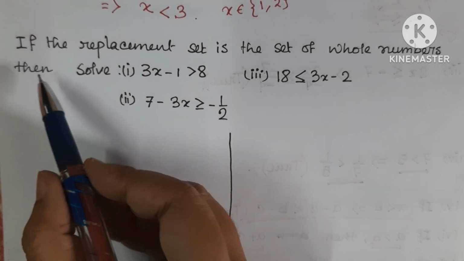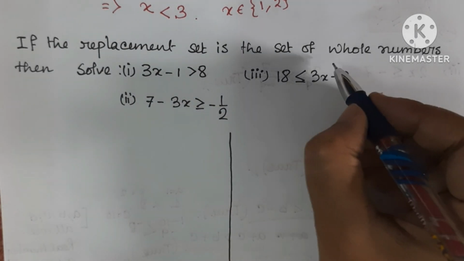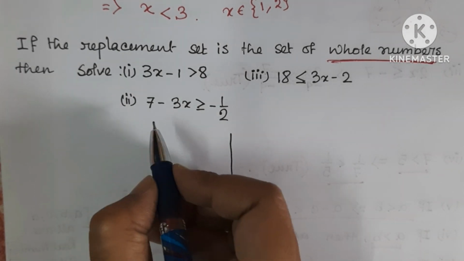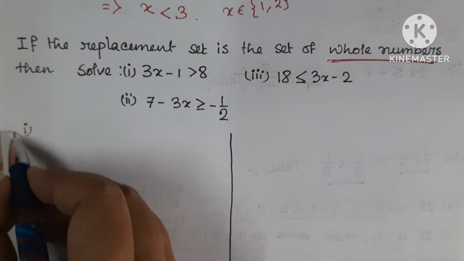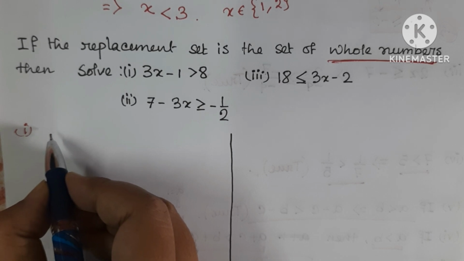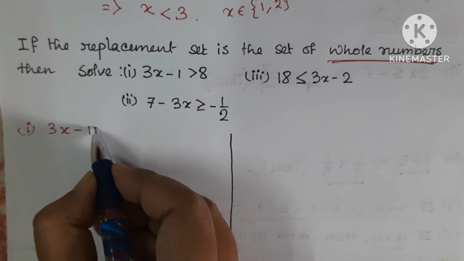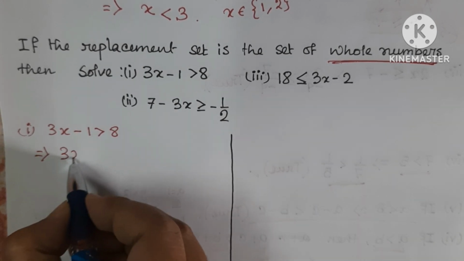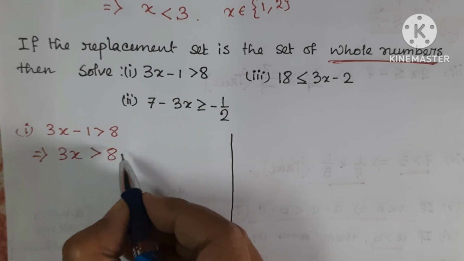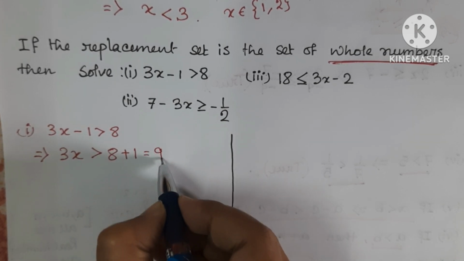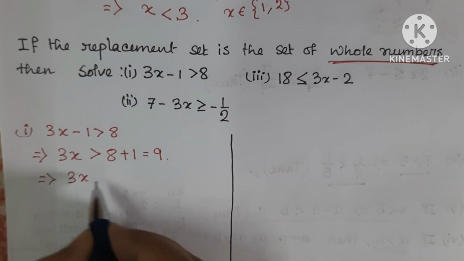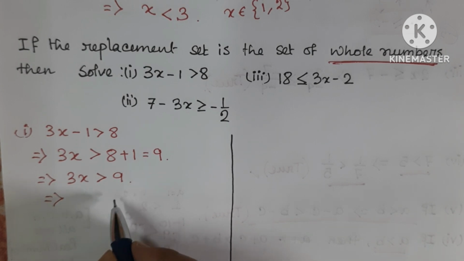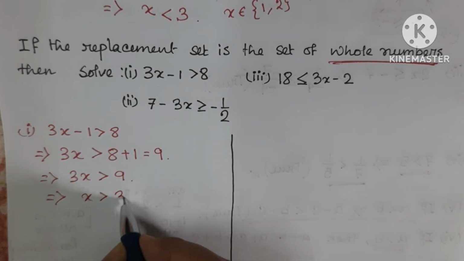First one: if the replacement set is the set of whole numbers, remember it. Now the first question, question number 1: 3x minus 1 is greater than 8. So what will be the next step? 3x greater than 8 plus 1, that will be 9. So 3x greater than 9. Now you can divide both sides by 3, you will get x greater than 3.